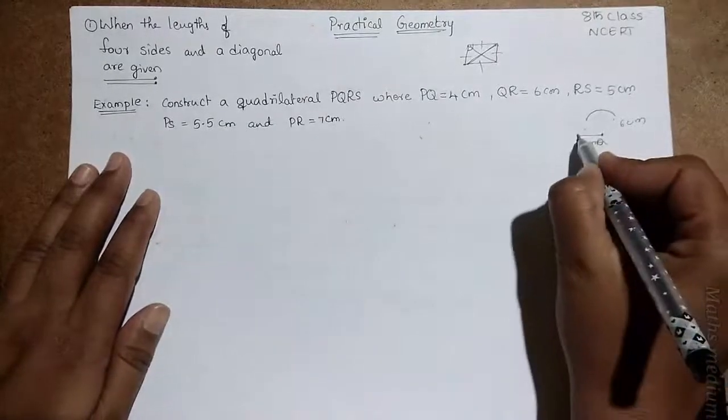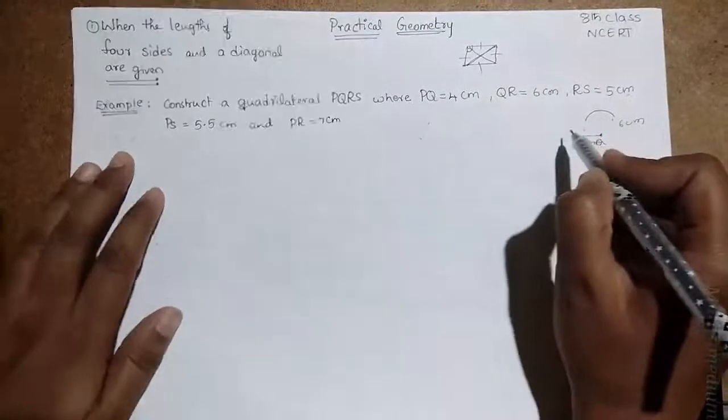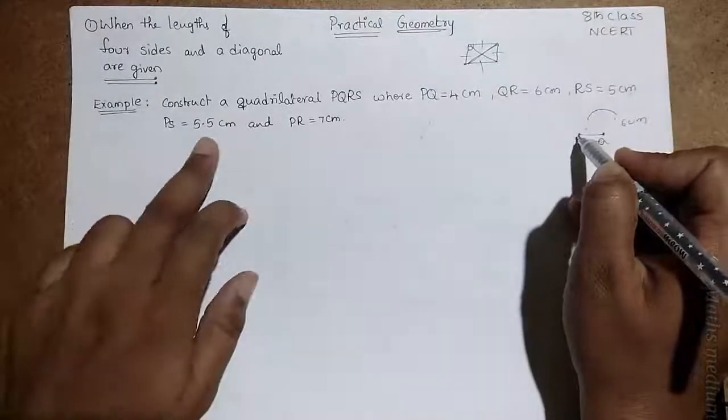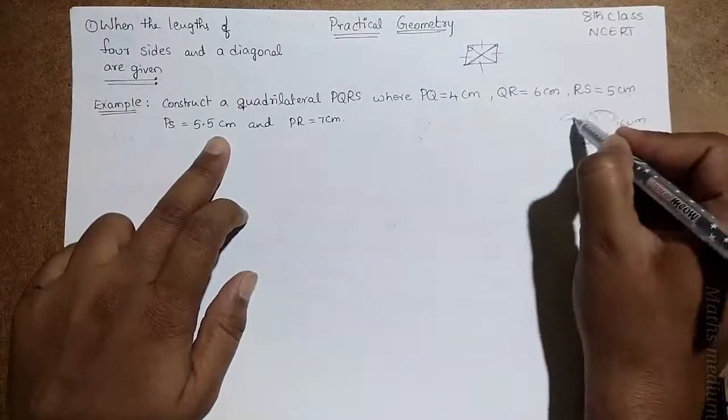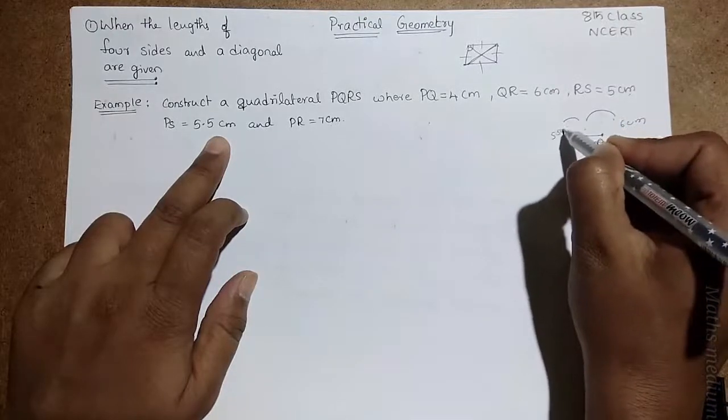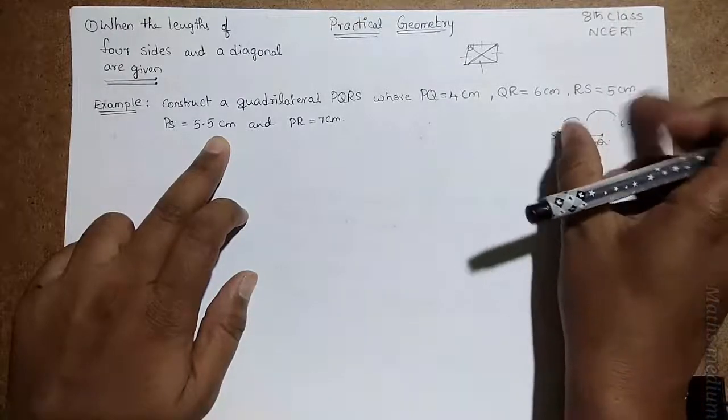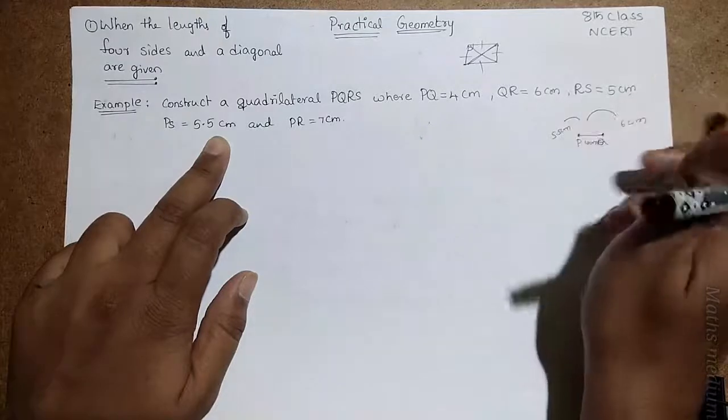Here we have the P point, so we have to start with the compass. Take 5.5 centimeters on the compass, then put the pointer here and make an arc with the 5.5 centimeters. So now we have two arcs here, but we don't have the points.